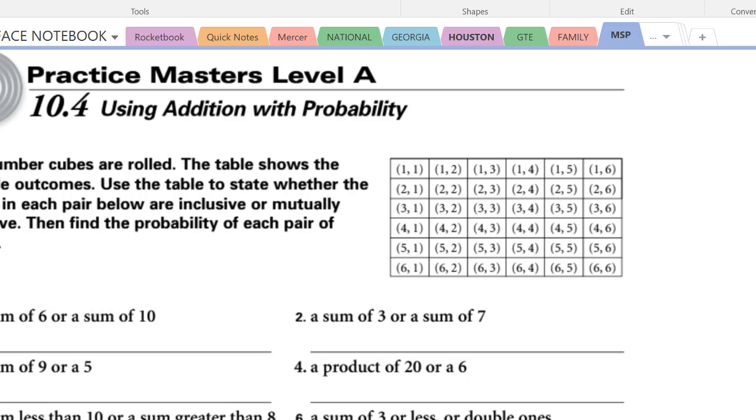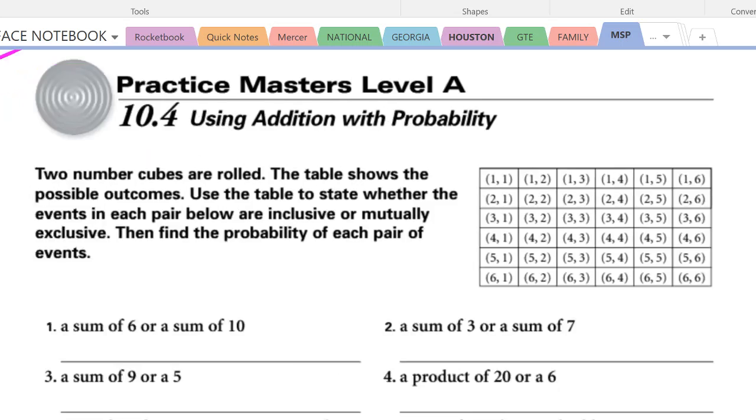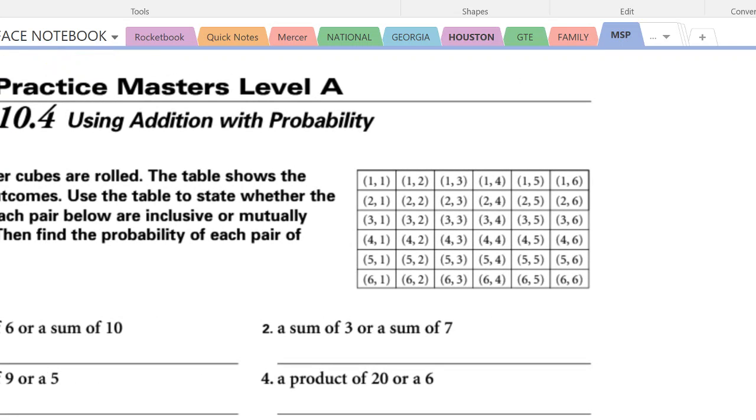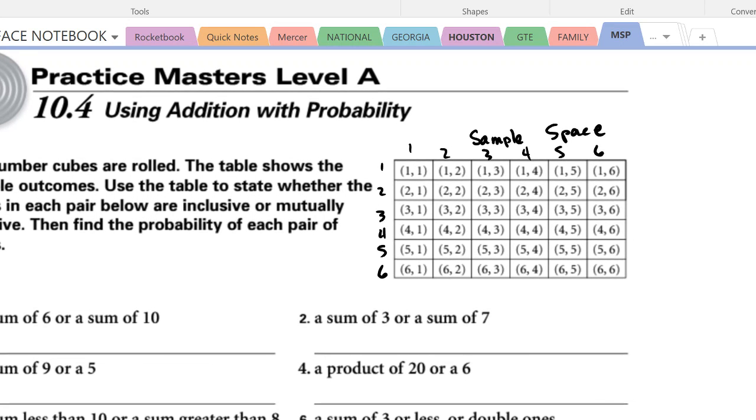So for instance, on number 1, a sum of 6. By the way, these are number cubes that are rolled, and you've got all the possible outcomes. I do want to point out that the sample space is in 2 rolls, and they have kind of done it in order where the first dice you roll is vertical, and the second dice you roll is horizontal, which represents the second toss.